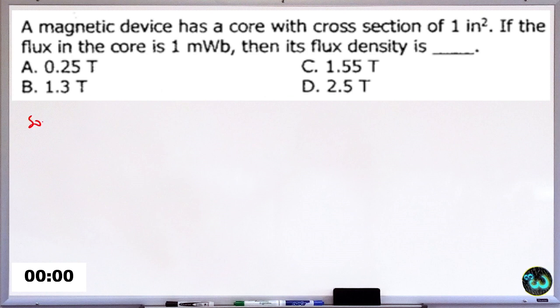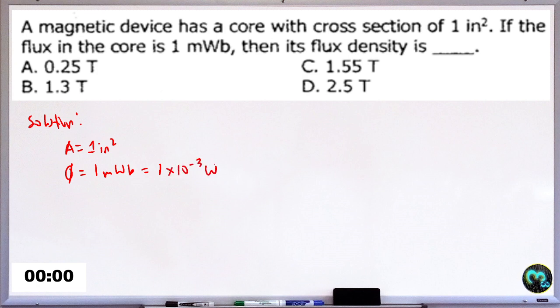Okay, solution. So, yung given natin dito, the area is 1 square inch. Tapos, yung flux is 1 milliweber. So, ang unit is Tesla. So, Tesla is weber per square meter. So, dapat ito gawin natin weber. So, 1 times 10 to the power of negative 3 weber.